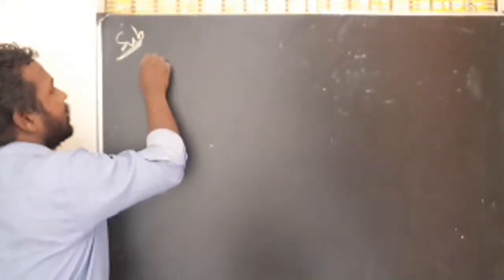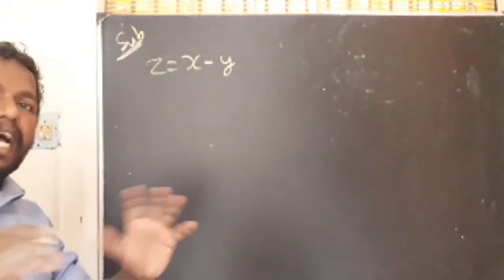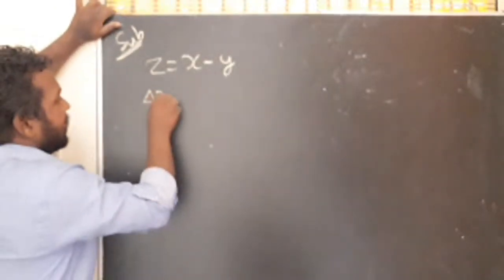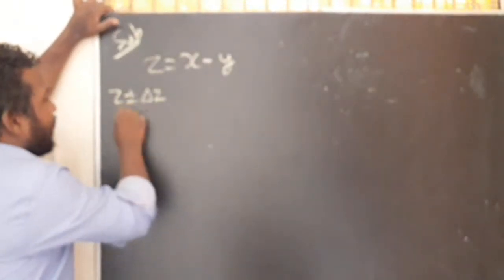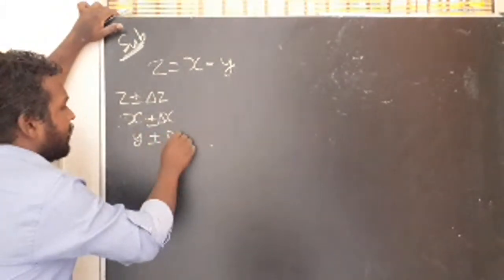So z is equal to x minus y. Just two numbers I am subtracting. So z has an error, del z: z plus or minus del z, it may be more than that value or less than that value. y also has an error, and x also has an error, it may be plus or minus, a small value. Y also has the error, del y.